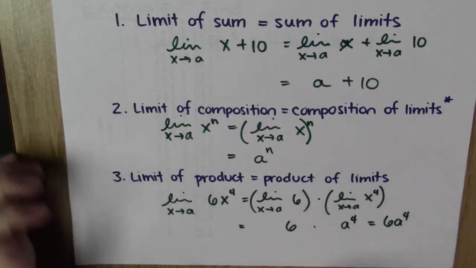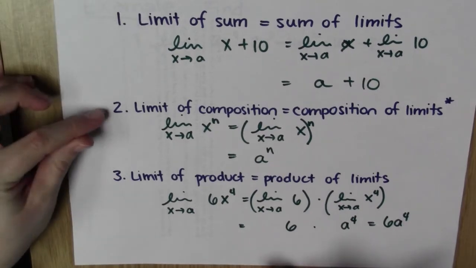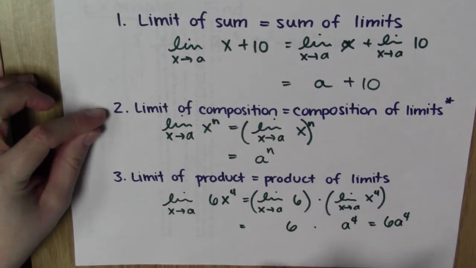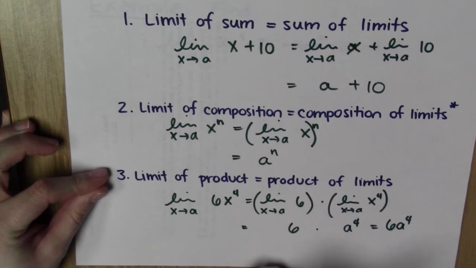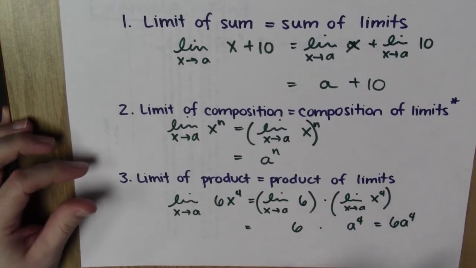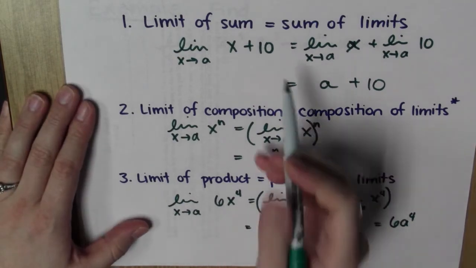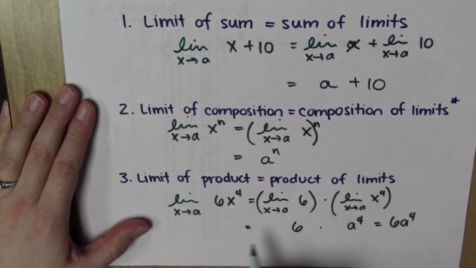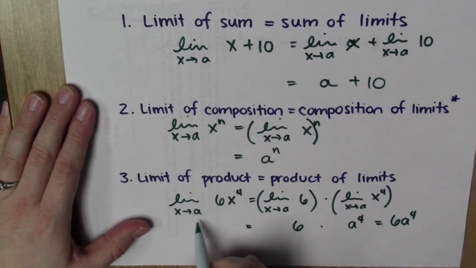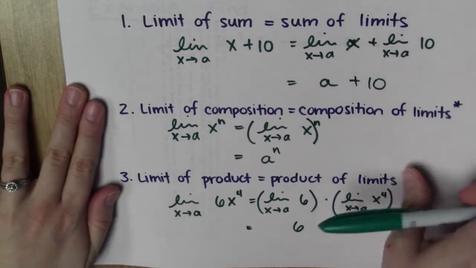Putting this all together, the limit of the sum equals the sum of the limits, the limit of a composition equals the composition of the limits, and the limit of the product equals the product of the limits, means that for any polynomial, which is composed of terms like these, added together, I can just plug in whatever the value I'm looking for the limit into the function. Let's see an example.